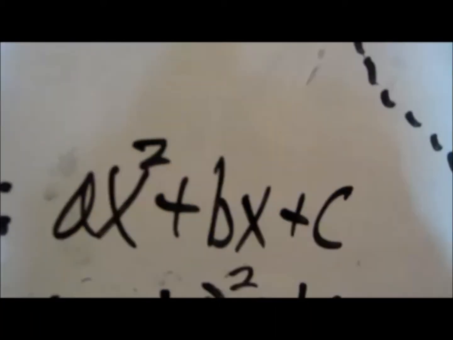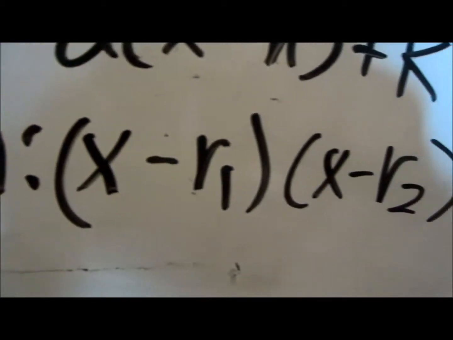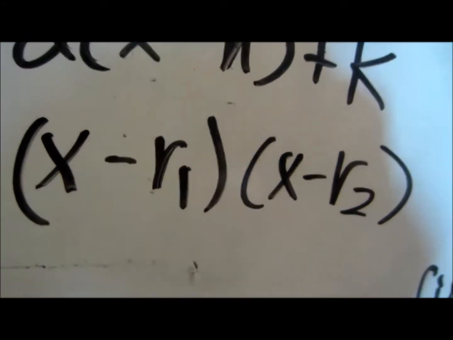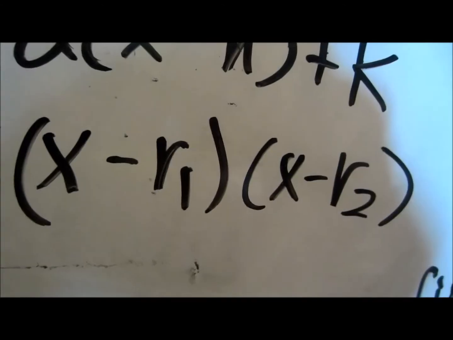Standard form, which is ax squared plus bx plus c. Vertex form, which is a times parentheses x minus h parentheses squared plus k. Or factored form, which is x minus r1 times x minus r2.